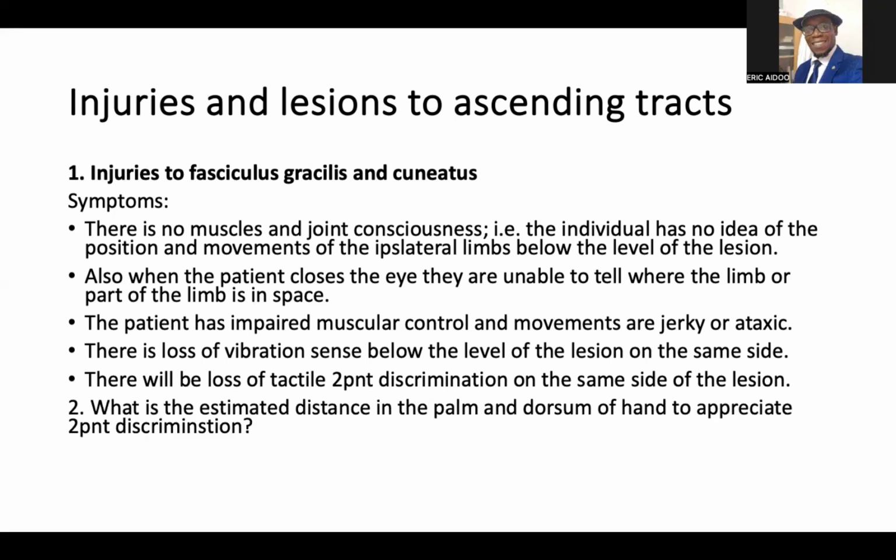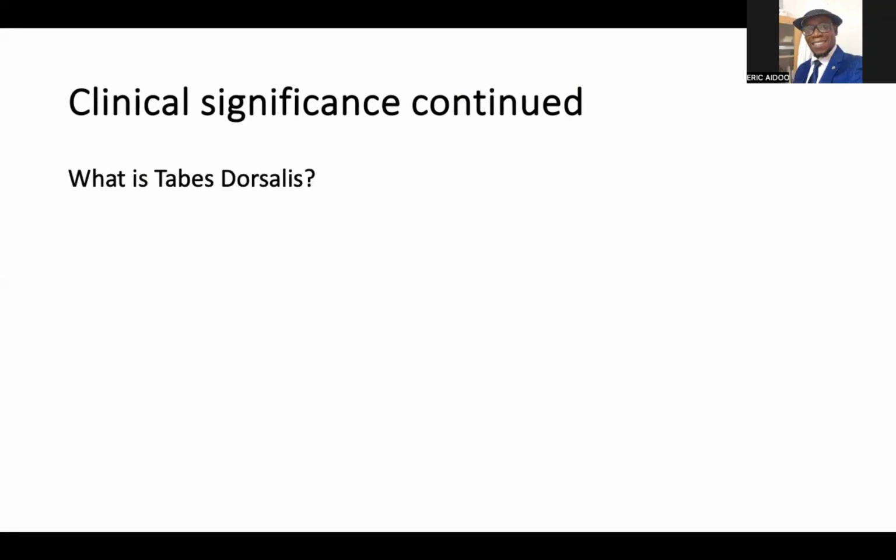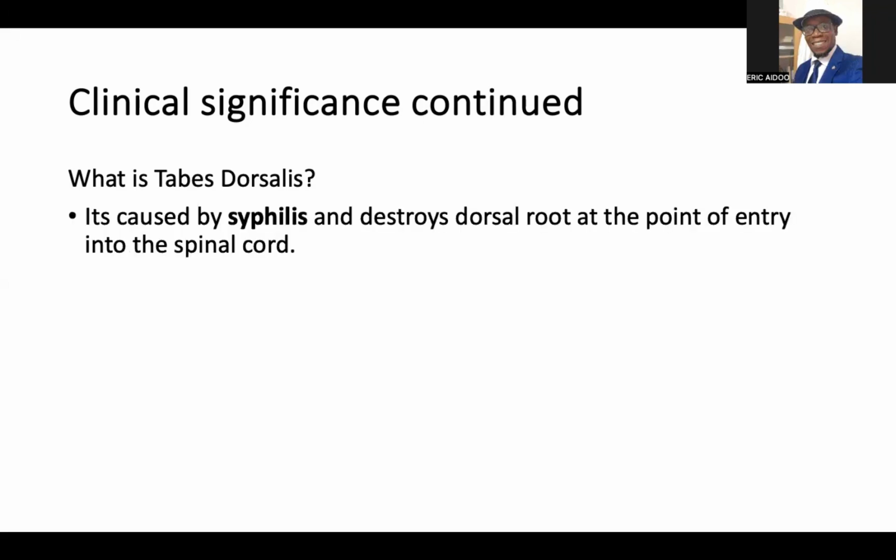What is the estimated distance in the palm and dorsum of the hand to appreciate two-point discrimination? The palm is between 3 and 4 millimeters, and the dorsum at the back of the hand will be 5 to 6 millimeters. Beyond this, you will not be able to tell the distance as being 2 points. What is tabes dorsalis? It is caused by syphilis and destroys the dorsal root at the point of entry into the spinal cord. List all signs and symptoms in your book. You need to do very genuine and transparent work.